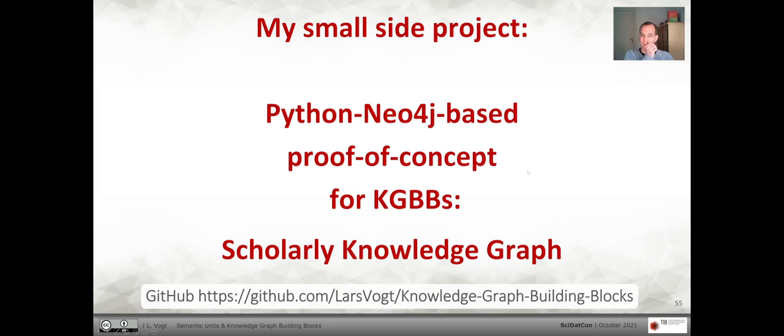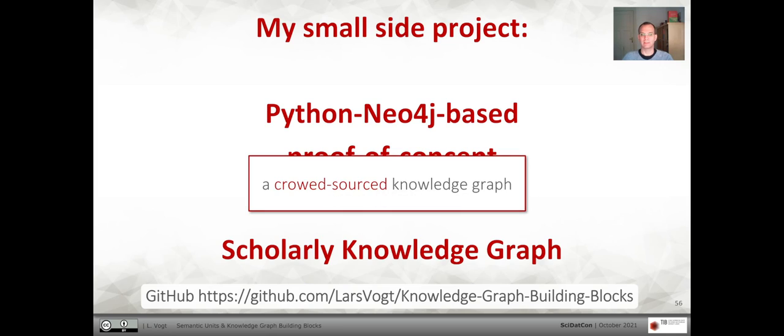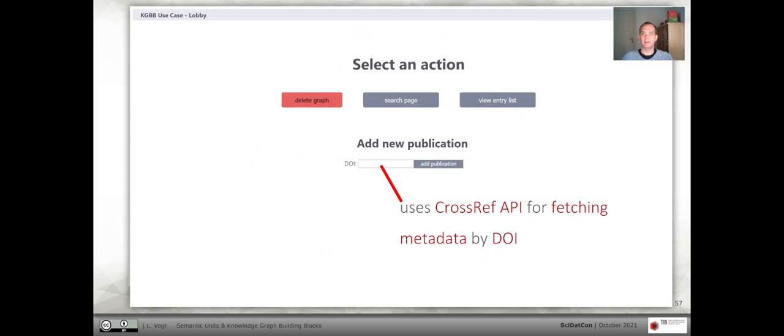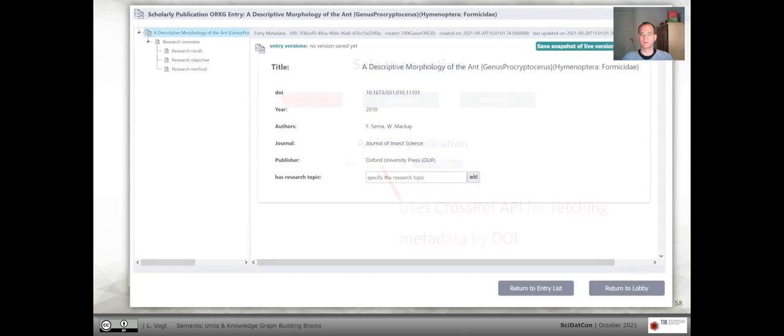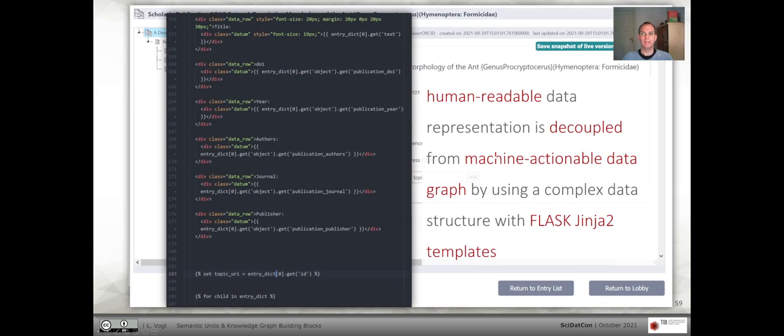Now, I developed a small side project, a Python Neo4j-based proof of concept for the building blocks, a scholarly knowledge graph, and that's a crowdsourced knowledge graph. And the idea is you add a DOI here in the web interface, and then the application fetches the metadata from Crossref, generates an entry semantic unit with some topic semantic units, showing the metadata. And you see here, the human readable data representation is completely decoupled from the machine actionable data graph by using Flask templates, the Jinja 2 templates.